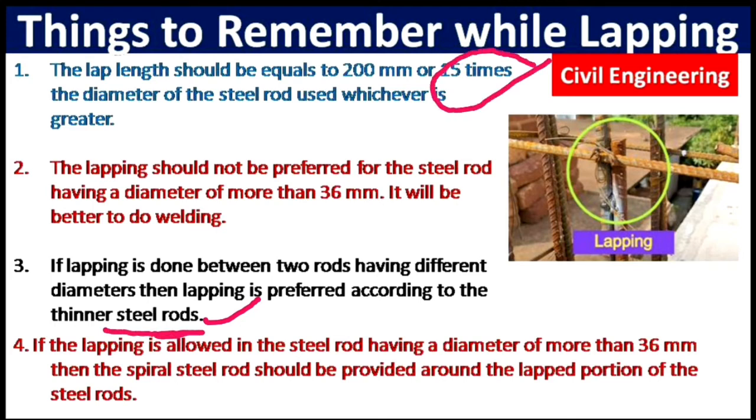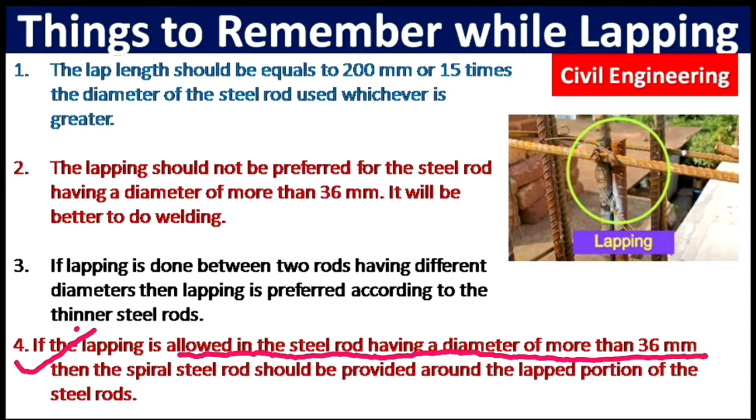So this third point is telling us that the thinner steel rod is to be used for the formula. Now point number 4 and our last point is if lapping is allowed in a steel rod having a diameter of more than 36 mm, then a spiral steel rod should be provided around the lapped portion of the steel rod.